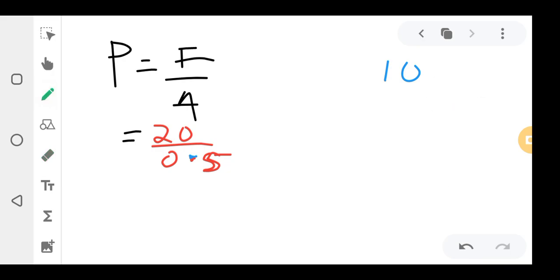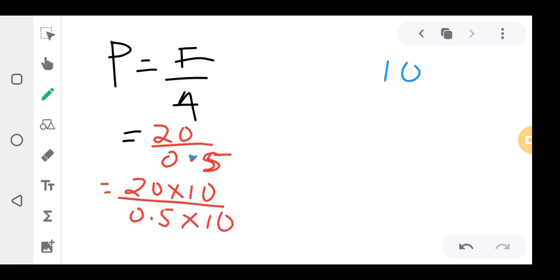So my next step is 20 times 10 on top, and 0.5 times 10 at the bottom. Why by 10? Because there's only 5 at the end here, there's no other number. I hope you have really understood what I'm trying to explain.